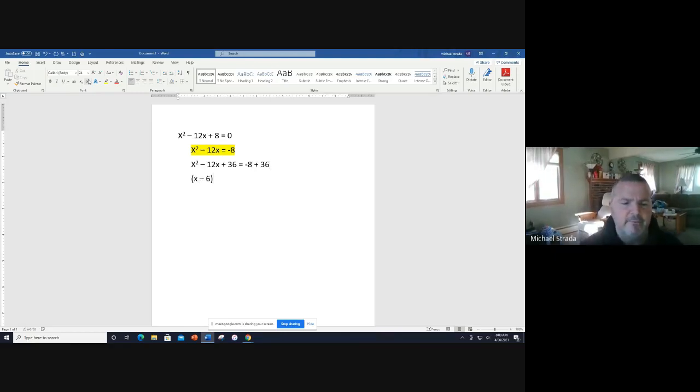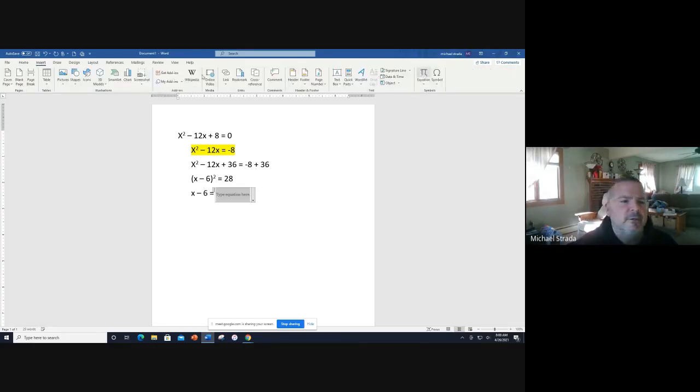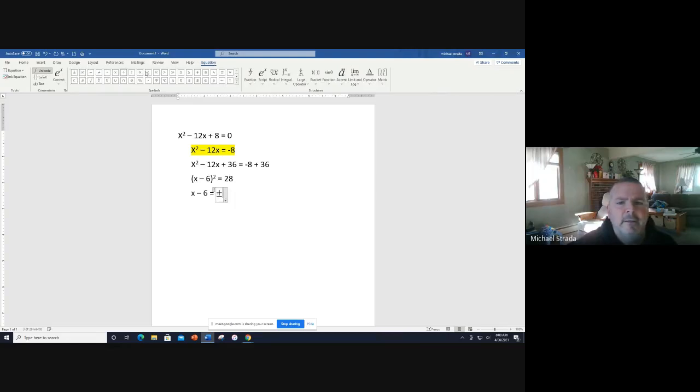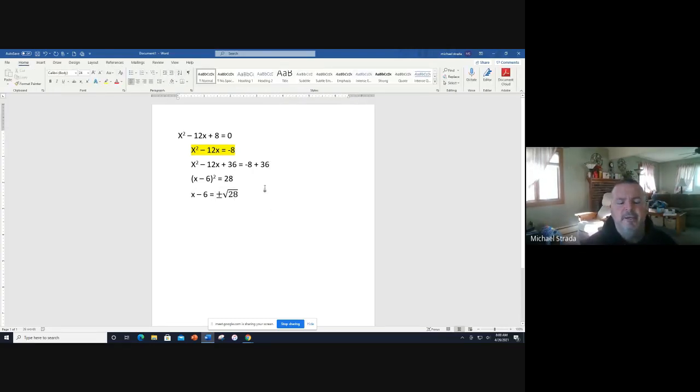This then factors into x minus 6 squared equals 28. You're then going to do the square root of both sides. So now that gets rid of the squares. So we're going to have x minus 6 equals plus minus square root of 28. It's your choice whether you want to simplify that in the very beginning or wait until the end. It's completely up to you.